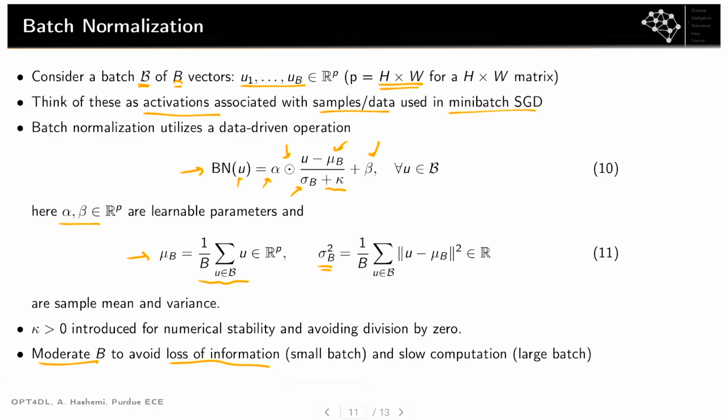So let's say B is the entire data set, right? Every time we have to perform these operations for a very large number of vectors, and this is very, very costly. Therefore, we basically want to find a sweet spot between small and large batch sizes. So we typically settle for moderate batch sizes.